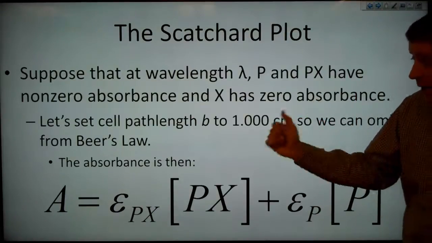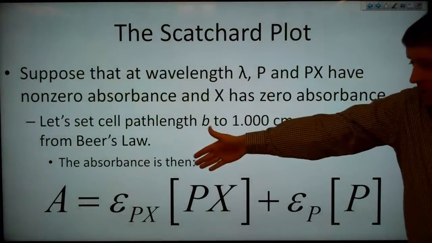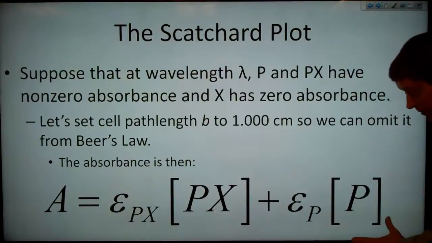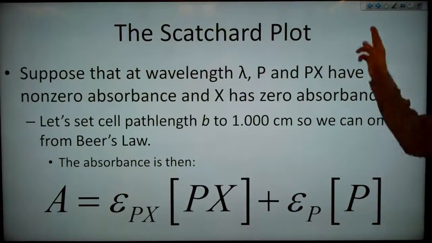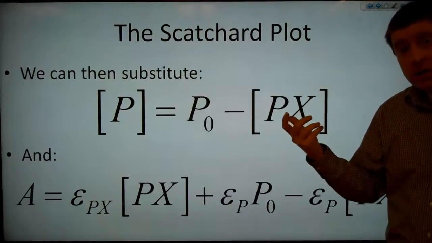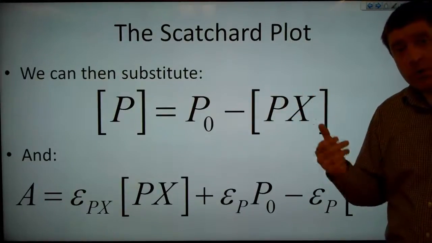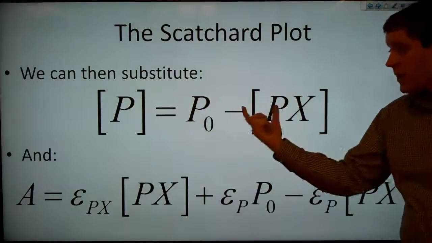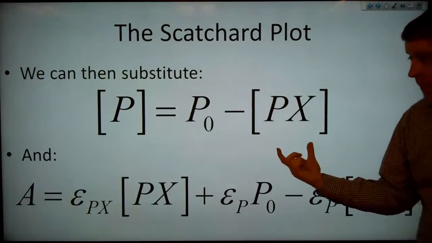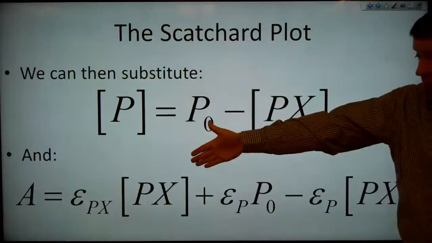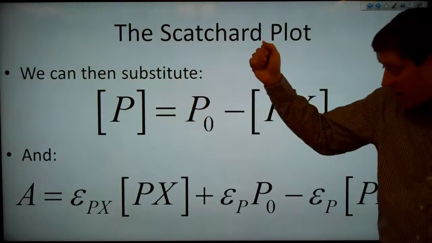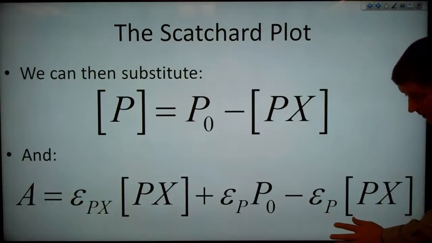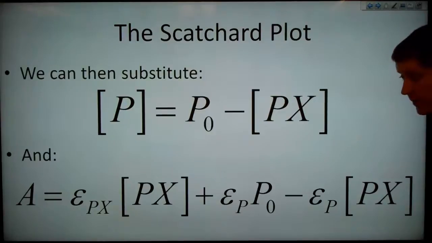The absorbance is then equal to the molar absorptivity of PX times the concentration of PX plus the molar absorptivity of P times the concentration of P. Note that we can ignore the concentration of X because X is not absorbing. The molar absorptivity of X is 0 at this wavelength. We can then substitute the concentration of P is equal to P naught minus the concentration of PX. And that means that we have the absorbance is equal to the molar absorptivity of PX times the concentration of PX plus the molar absorptivity of P times P naught minus the molar absorptivity of P times the concentration of PX.